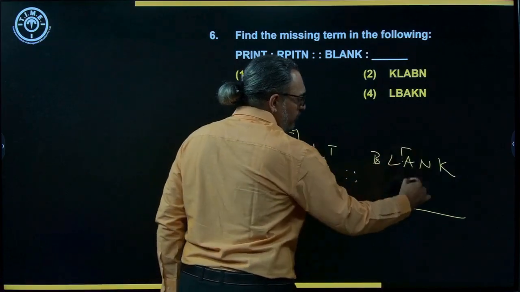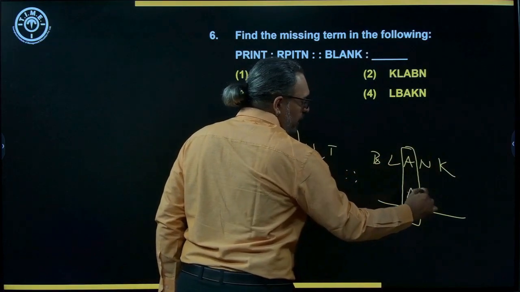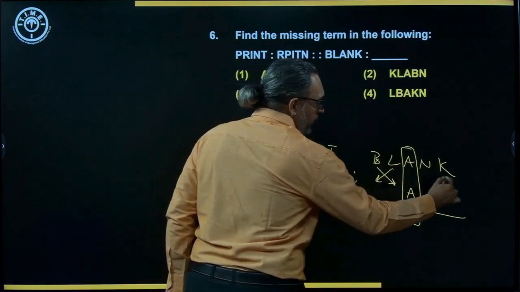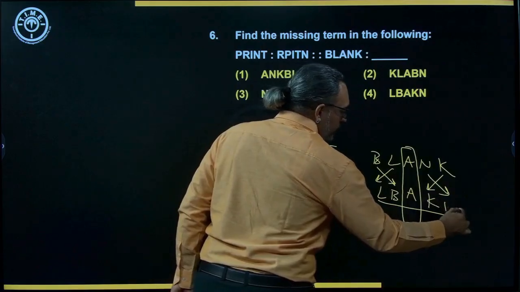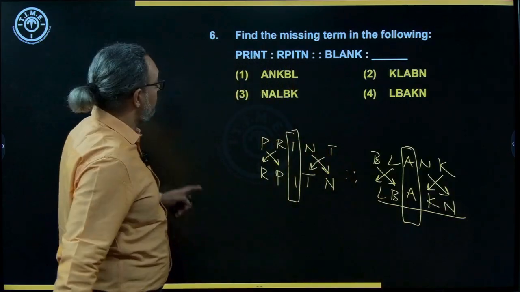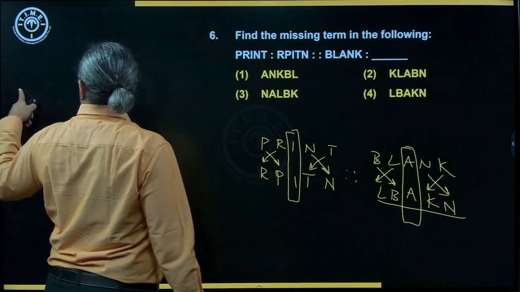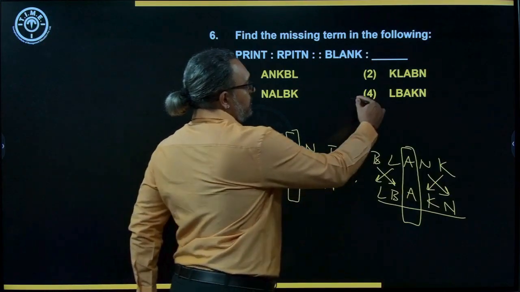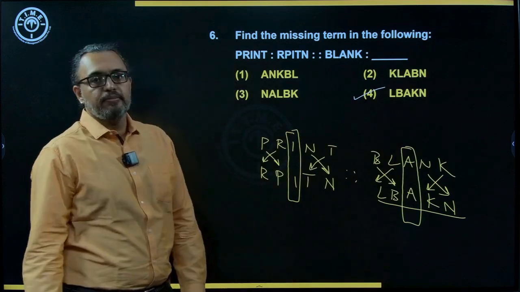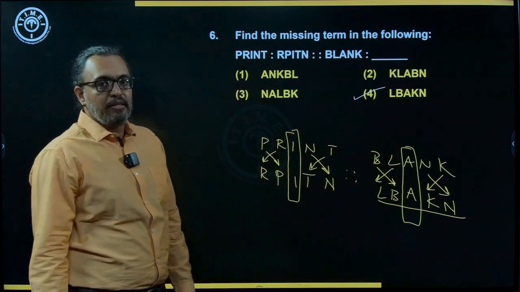So you do the same thing here also. We keep the middle letter the same, but you interchange the remaining. So you get LBAKN. Do I have an option? LBAKN. Yes, option 4 we pick. Correct? Yeah.